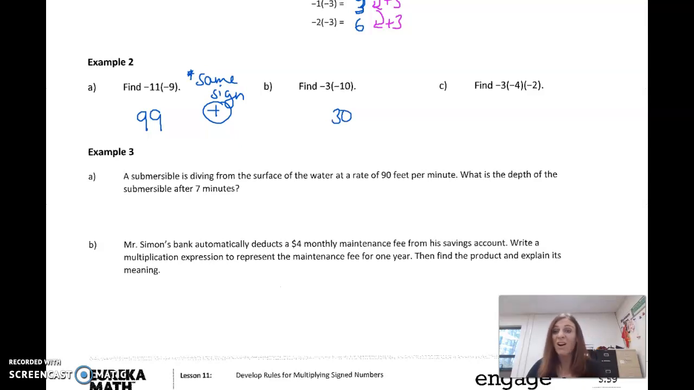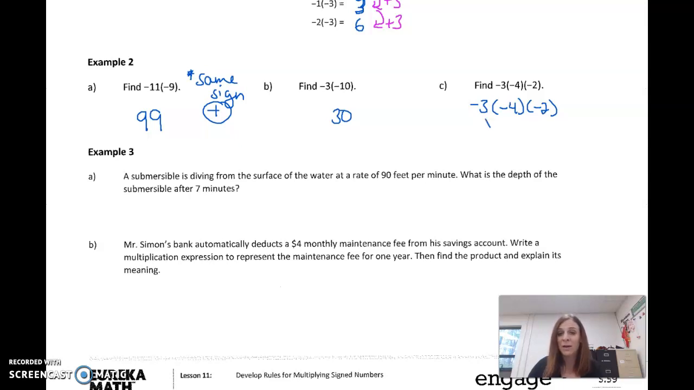But look over here. All three of these numbers have the same sign. Does that mean they're all positive? Well, let's follow some order of operations and see what we get. I'm going to tell you what, it's going to be different when you have three numbers. If we follow order of operations, we're going to multiply from left to right.